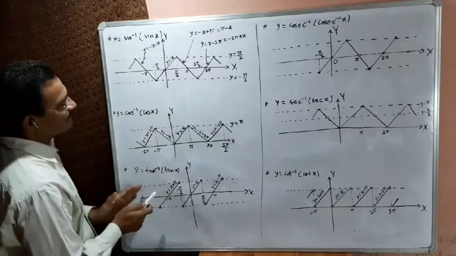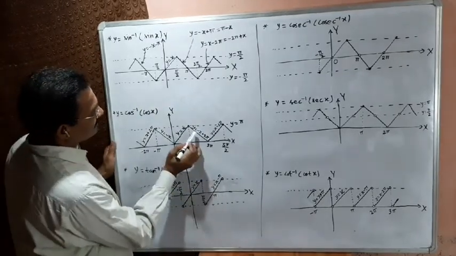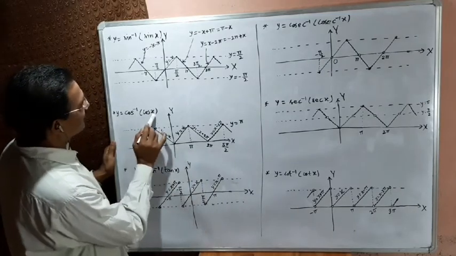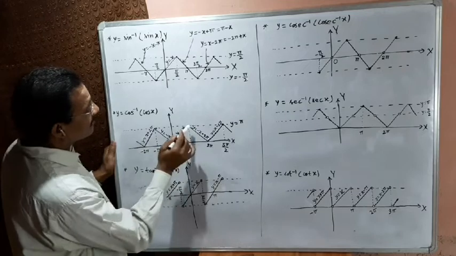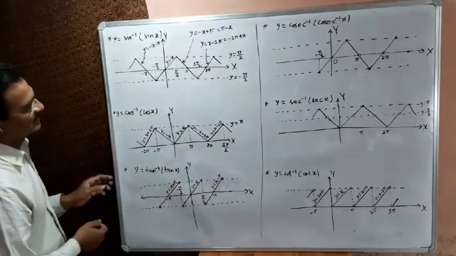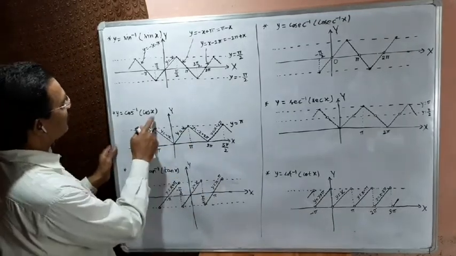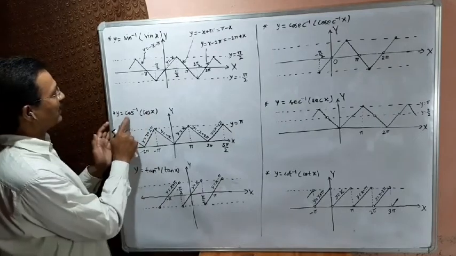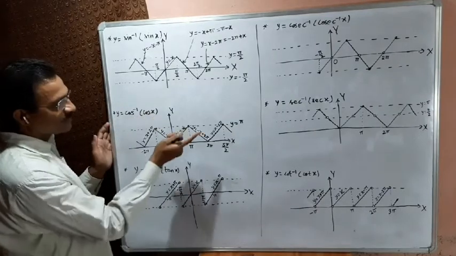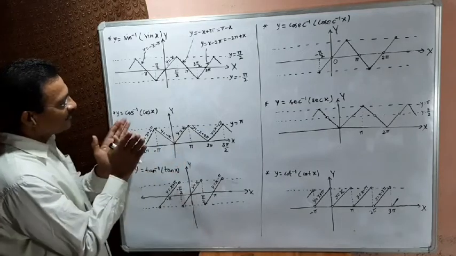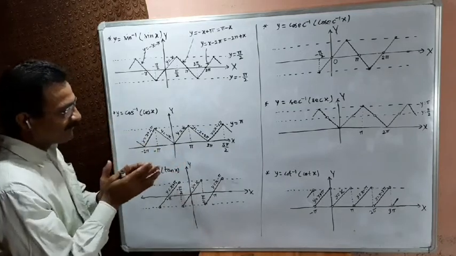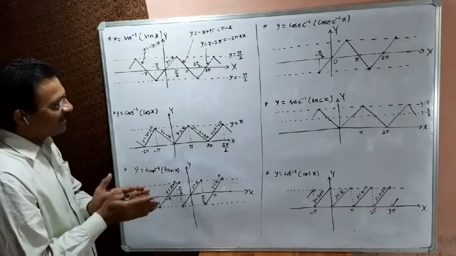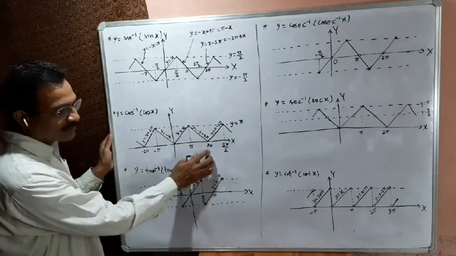You can see at pi, cos inverse of cos pi will be pi. After pi, what will happen? When x equals 2 pi, this formula cannot give cos inverse of cos 2 pi equals 2 pi. So then we will find an angle between 0 and pi which will give the same value of cosine as that at the value 2 pi.